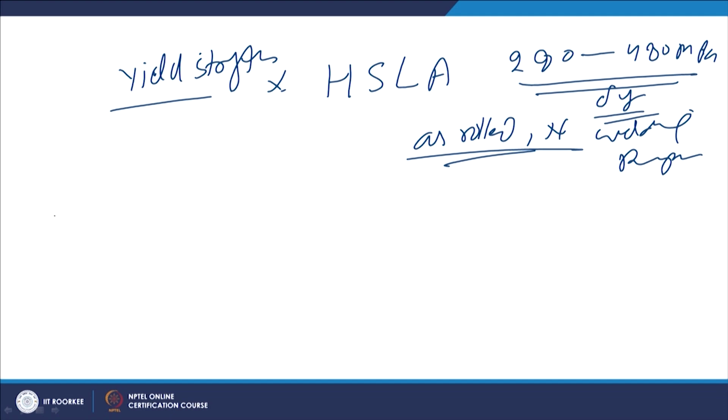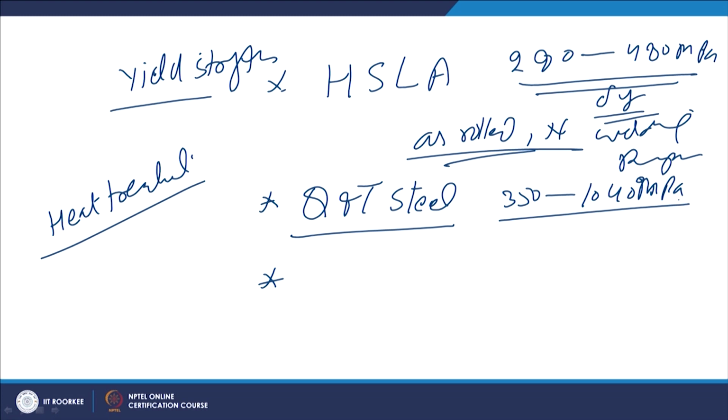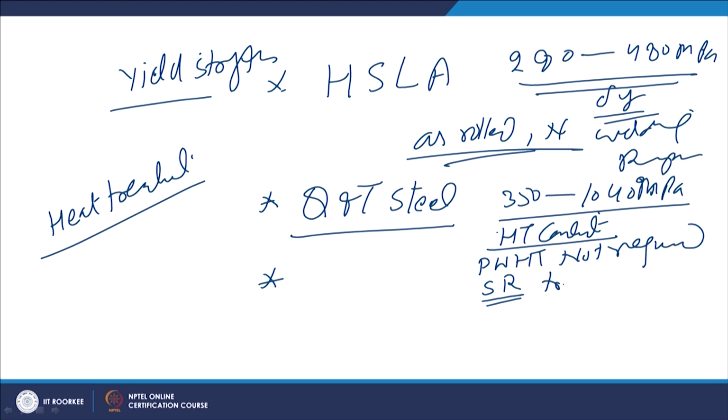Then the third grouping is based on the heat treatment aspects. There are two categories of steels in this group. One is the quenched and tempered steel. These steels are quenched followed by tempering, so that a higher strength range can be realized. They are designed to have a yield strength from 350 to about 1040 MPa, and mostly these are welded in the heat treated, QNT condition. PWHT mostly is not required for these steels, and if at all some PWHT is needed, that is primarily done for stress relieving.